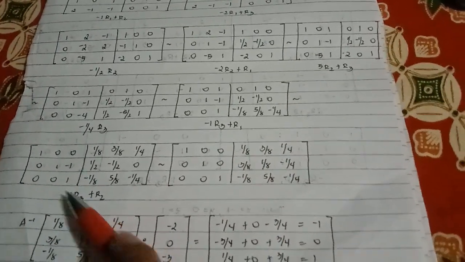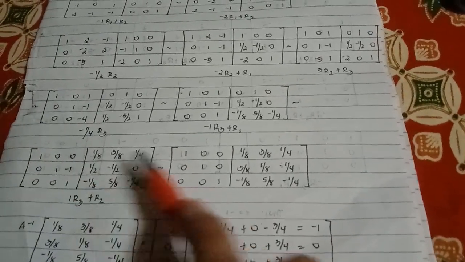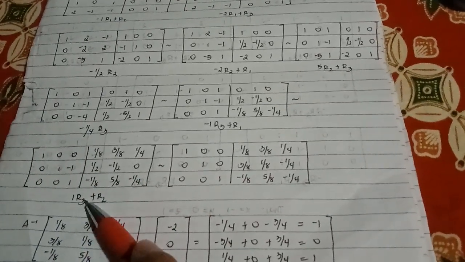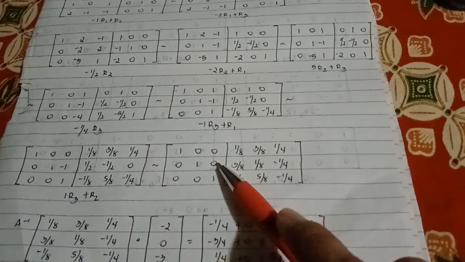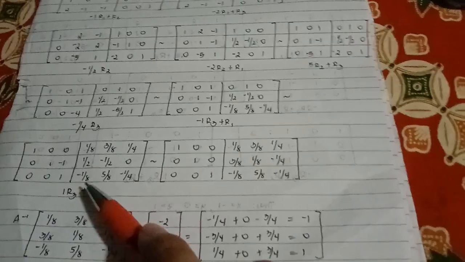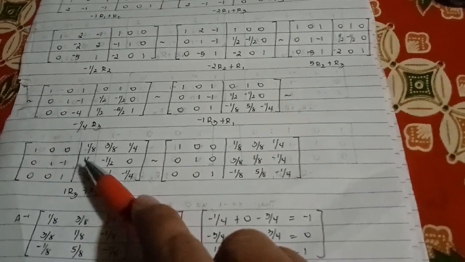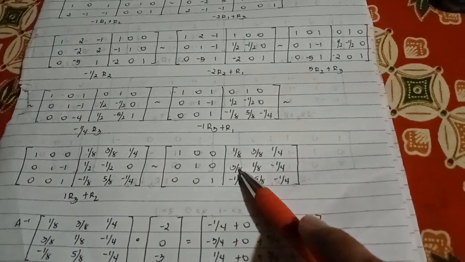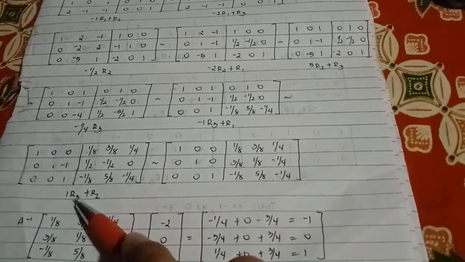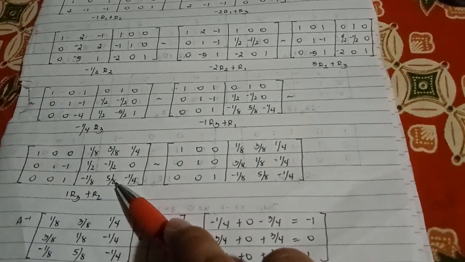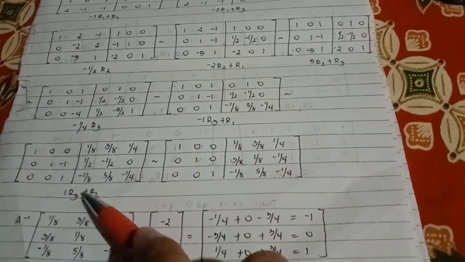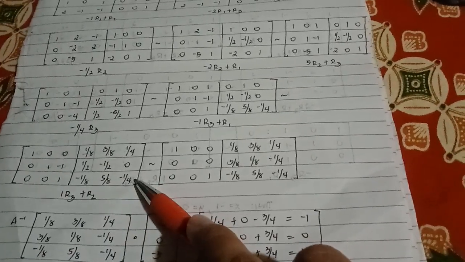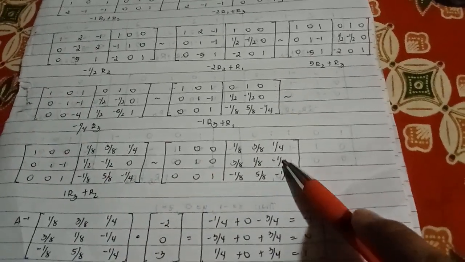1 times 0 plus 1 is equals to 1. 1 times 1 plus negative 1 is equals to 0. 1 times negative 1/8 plus 1 half is equals to 3 over 8. 1 times 5 over 8 plus negative 1 half is equals to 1/8. 1 times negative 1/4 plus 0 is equals to negative 1/4.